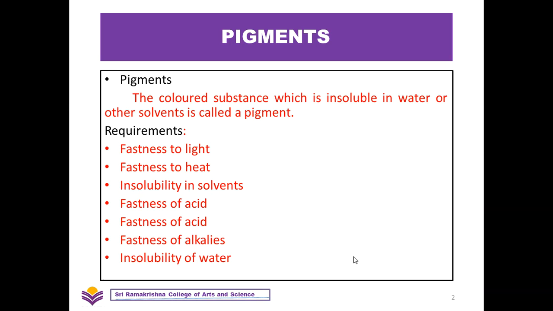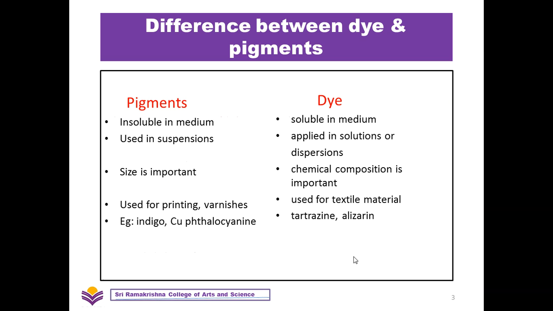Then, requirements. What are the requirements of a pigment? Fastness to light, fastness to heat, insolubility in solvents as well as water, and fastness to acids and alkalis.